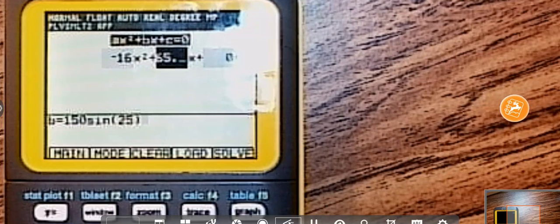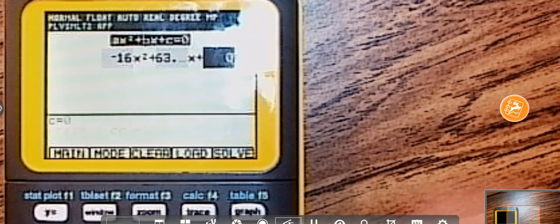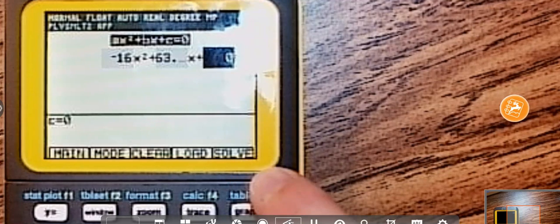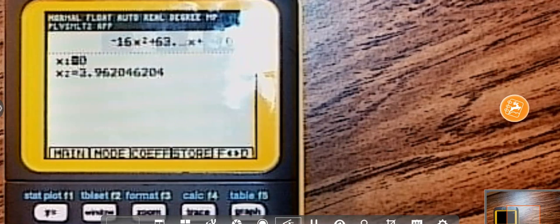Okay? So that ends up being my coefficient of the linear term. And then I hit the golf ball off the ground, so I'm going to leave it at 0. And then come up here to where it says solve and just let the calculator do it. So it would take my golf ball 3.96 seconds to hit the ground if I hit it at 150 feet per second at an angle of 25 degrees. That's going to be helpful to you when we get there, when you run across a question like that.